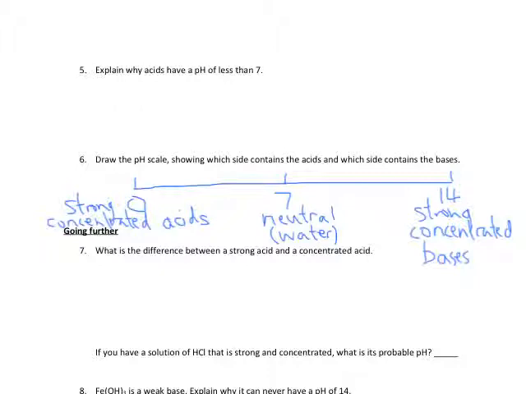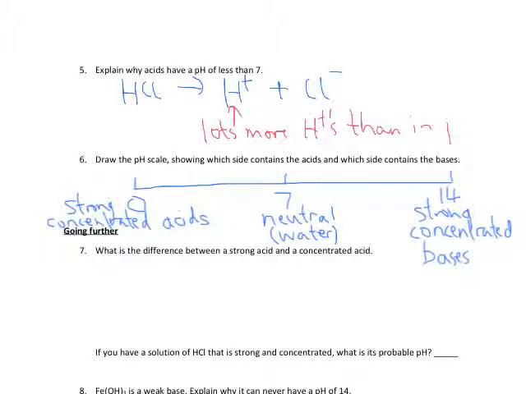Okay. Explain why acids have a pH of less than 7. I'm just going to go back to question number 5. The reason is that an acid such as hydrochloric acid splits in water into H plus and Cl minus, so there are lots more H pluses than in pure water, because most of water stays connected together. It doesn't divide up into an H plus and an OH minus.